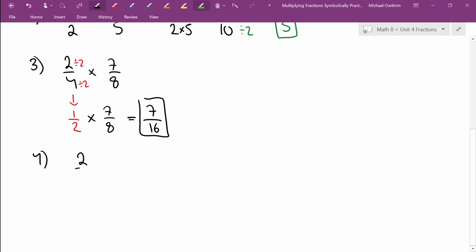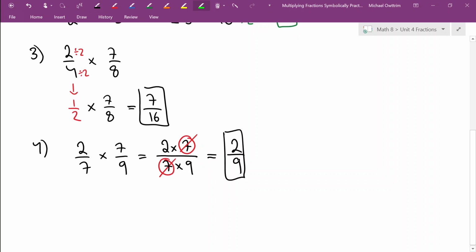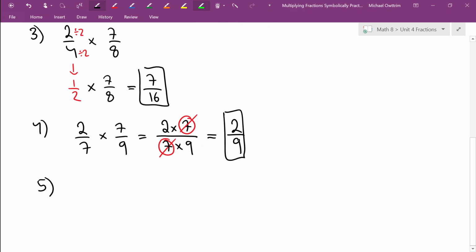Question 4 is 2/7 multiplied by 7/9. This is a good example of a question where we can cancel one factor on the top with one factor on the bottom. Notice that there is a factor of 7 on the top and a factor of 7 on the bottom. Anytime we have one factor on the top and an identical factor on the bottom, we can cancel those out. They equal 1, 7 divided by 7 is 1, and 1 times everything else doesn't change what it is. That leaves us with a 2 on top and a 9 on the bottom, and that's our simplest form.